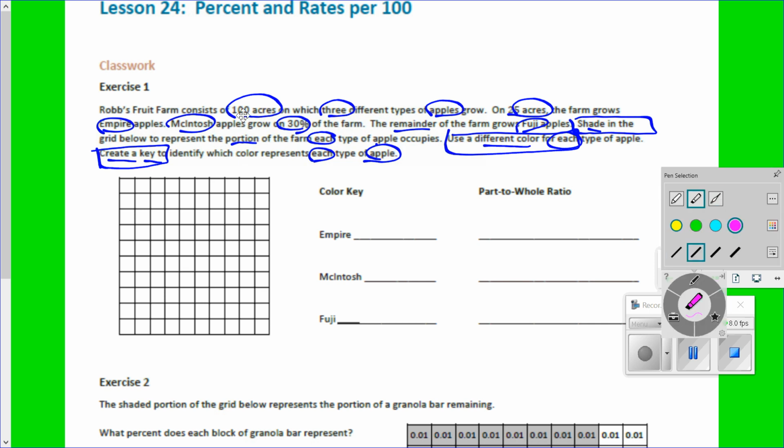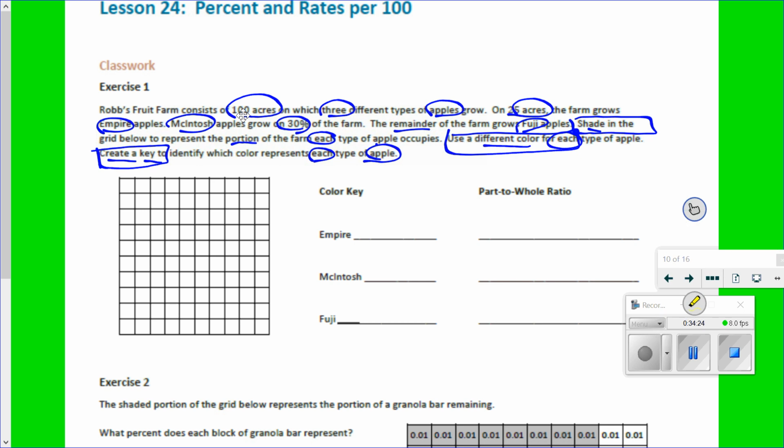So I'm just going to use yellow for my first one. So our first one, we have 100 acres. It says 25 acres have the Empire apples. So how many blocks am I going to color in? 25. So that's 2 whole rows plus 5 out of the 3rd row. That would give me 25. Now I do realize you guys aren't as good at drawing as I am, so I know it'll probably take you a little longer. That's okay, I'll excuse you.